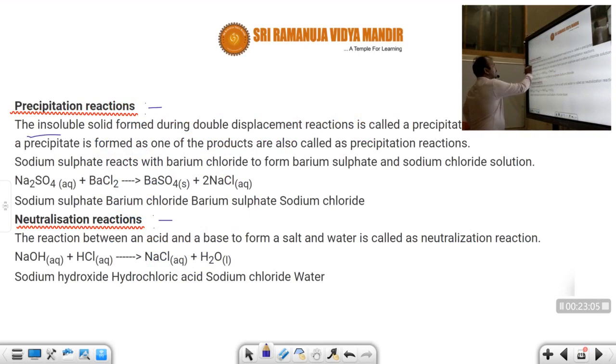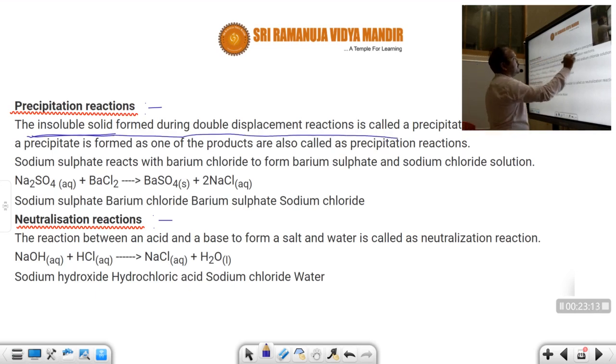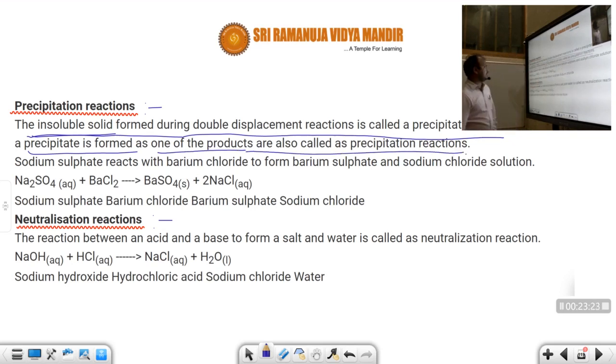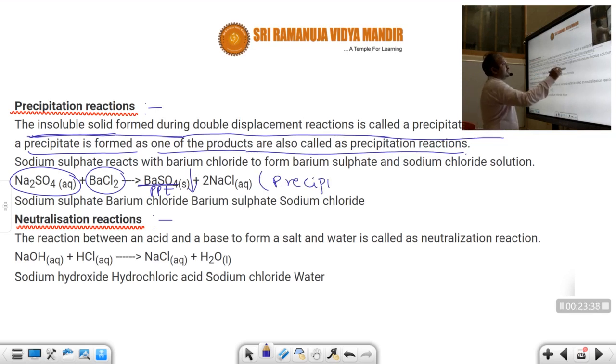Generally, in the precipitation reaction, once again I will recap that. An insoluble solid formed during a double displacement reaction is called a precipitation reaction. A precipitate is formed as one of the products. It is also called a precipitation reaction. For example, sodium sulfate reacts with aqueous barium chloride to form barium sulfate. So a precipitate will be formed. Barium sulfate is the precipitate that will be formed. So whenever one of the products is a precipitate, that is called a precipitation reaction.